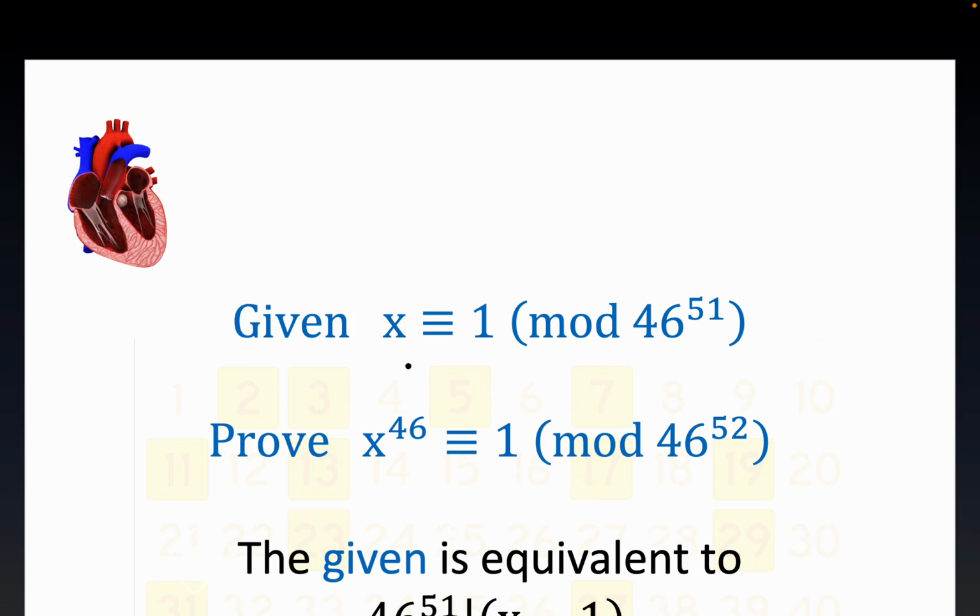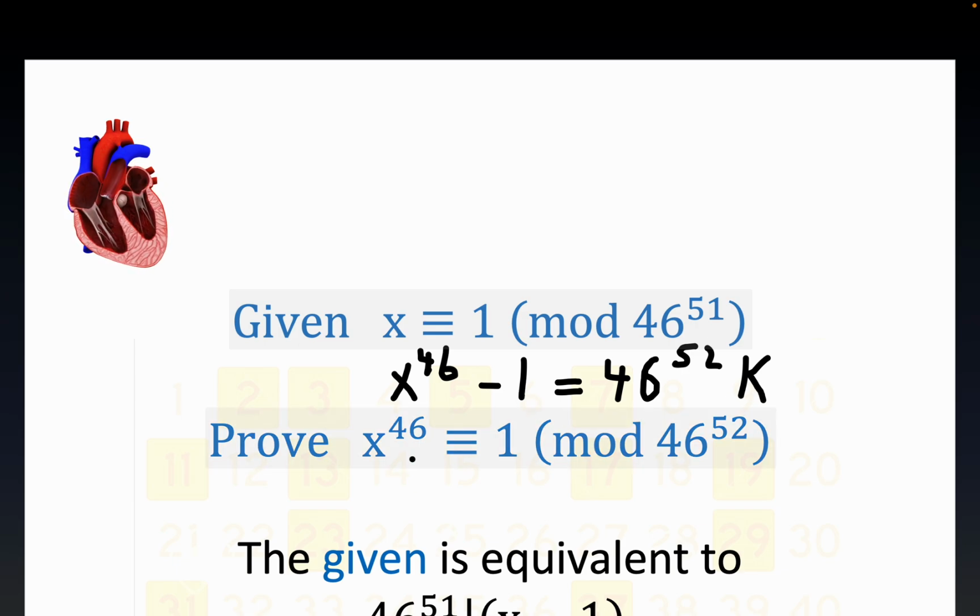To begin, I'd like to rewrite what we're trying to prove in a different format. This congruent statement means the very same thing as x to the 46th minus 1. There's actually three ways to write this. It is equal to 46 raised to the 52nd power times some other integer. Call it k or m or whatever favorite integer you want.